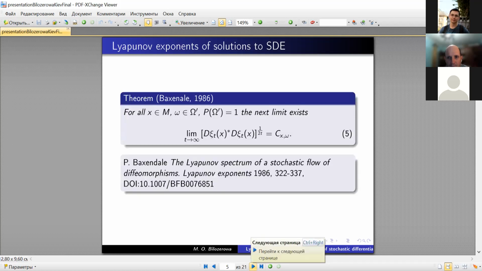In 1986, Baxendale proved the next theorem, that the limit 5 exists on a set of probability 1, and the eigenvalues of this limit matrix C from x, omega he called the Lyapunov spectrum of the stochastic flow, and the exact values for fixed x and omega, lambda omega x, he called the Lyapunov exponents of such a flow.